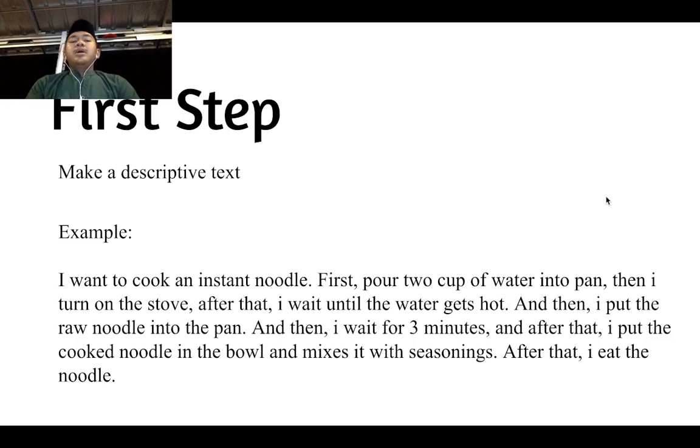So this is my descriptive text. You guys can make it on your own. My descriptive text sounds like this. I want to cook an instant noodle. First, pour 2 cups of water into a pan, then I turn on the stove. After that, I wait until the water gets hot, and then I put the raw noodle into the pan, and then I wait for 3 minutes.